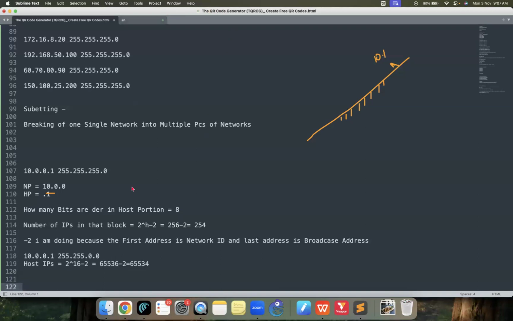False, sir. We cannot have that many IPs in one single computer network, right? It's a very big number, guys. So that is where we do subnetting. Subnetting means I'm going to break the entire big block of IPs into small pieces.